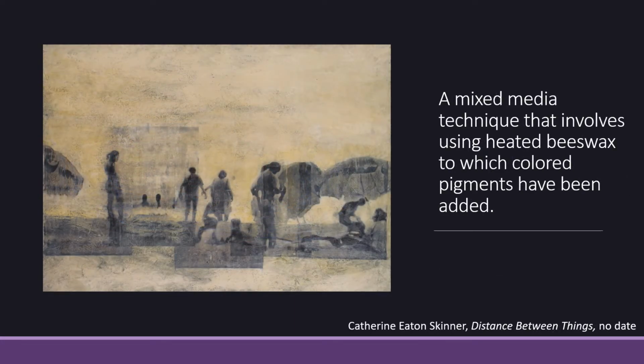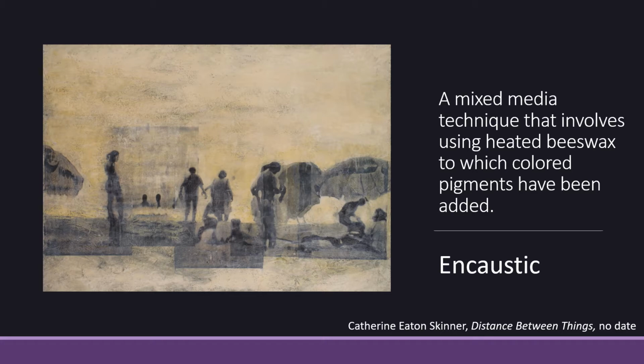This painting medium is a mixed media technique that involves using heated beeswax to which colored pigments have been added. This liquid or paste is then applied to a surface, usually prepared wood, though canvas and other materials can be and often are used. The term for this medium is derived from the Greek meaning a burning in. If you said encaustic, you are correct.